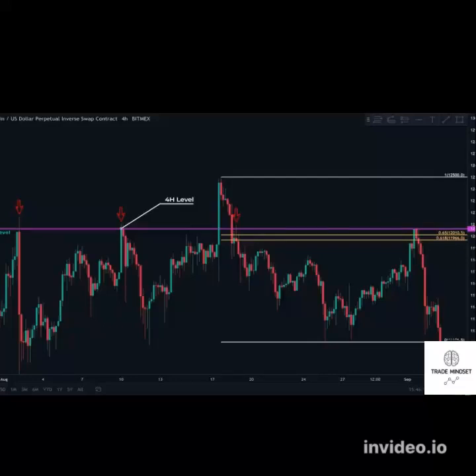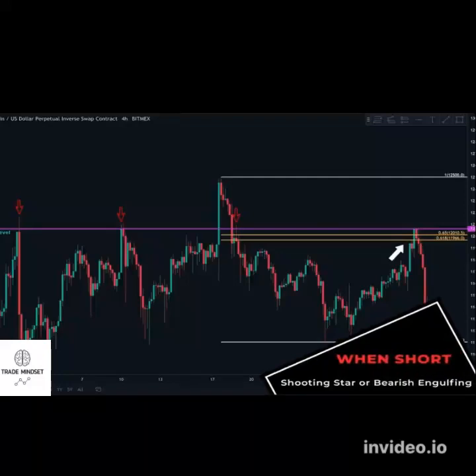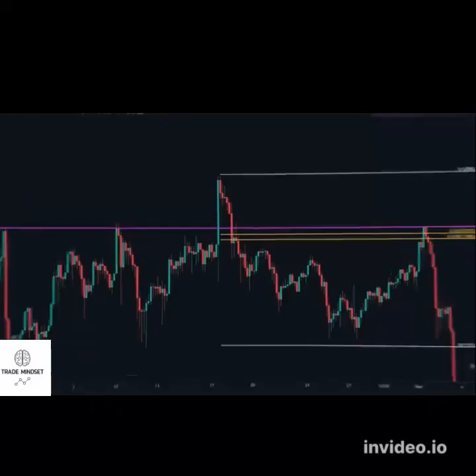Afterwards, we want to wait for price to come back up and see how it will react at this level on the lower time frames. When we want to take a short, we always look for a shooting star or a bearish engulfing candle formation. That is our trigger to enter the short. If we do not see a shooting star or a bearish engulfing at this level, we simply do not enter the trade. So, let's go to the lower time frames to see what happened.